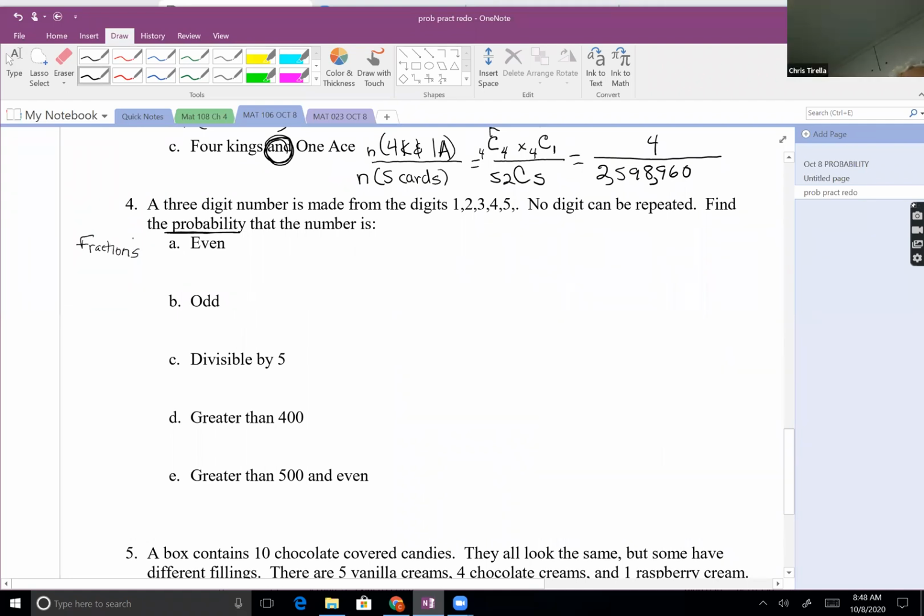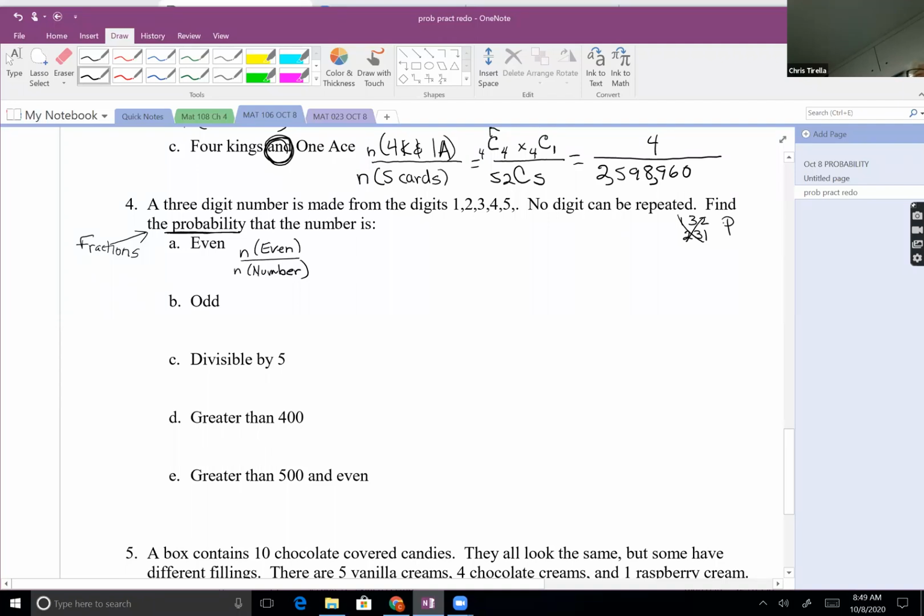And first I want an even number. So that's the number of ways I can get an even over the number of ways I can get a number. But now what we have to decide is, does order matter? Yes. When you look at a 3-digit number, order matters. If I think 132, that's a whole lot different than 231, right? Order matters, so it's permutations.